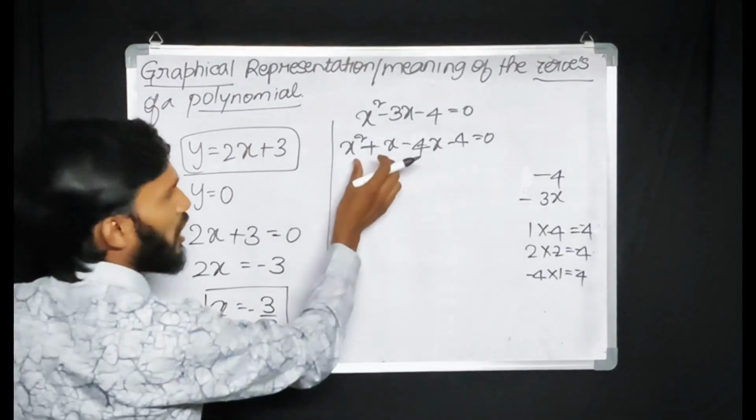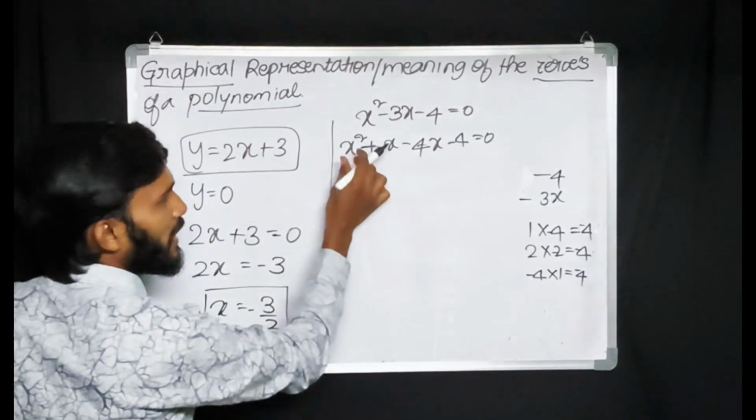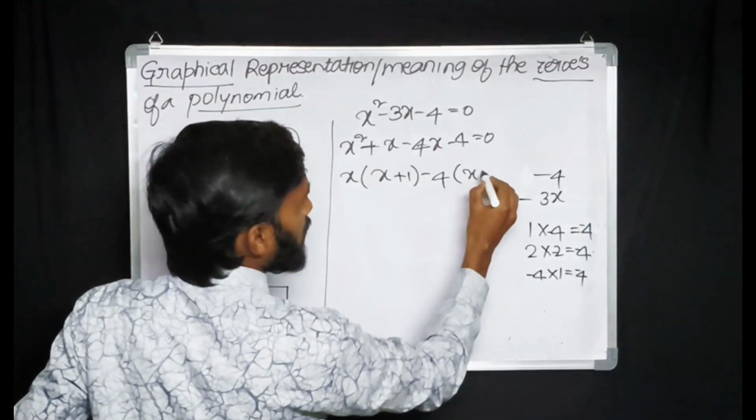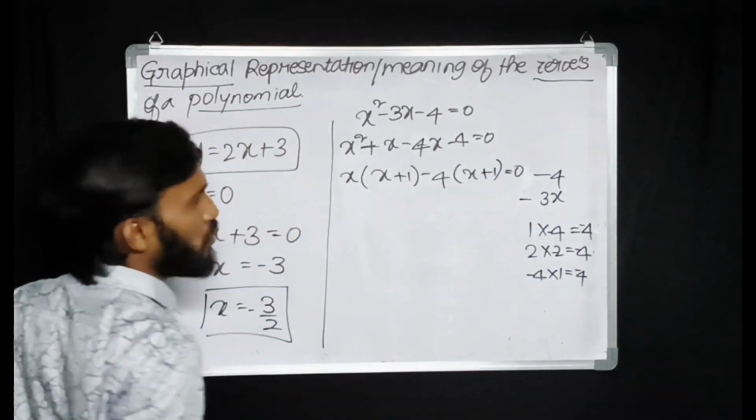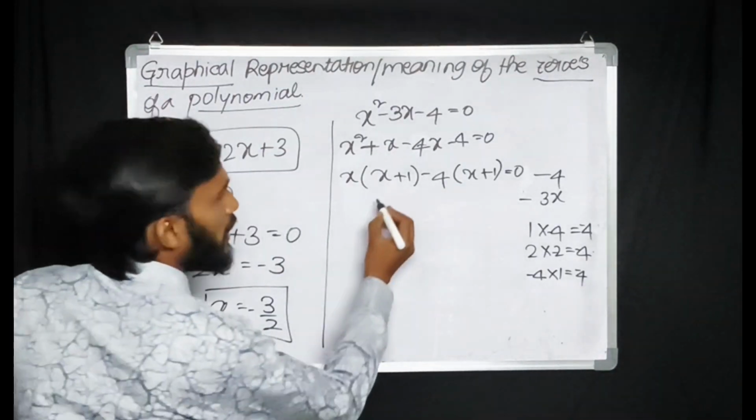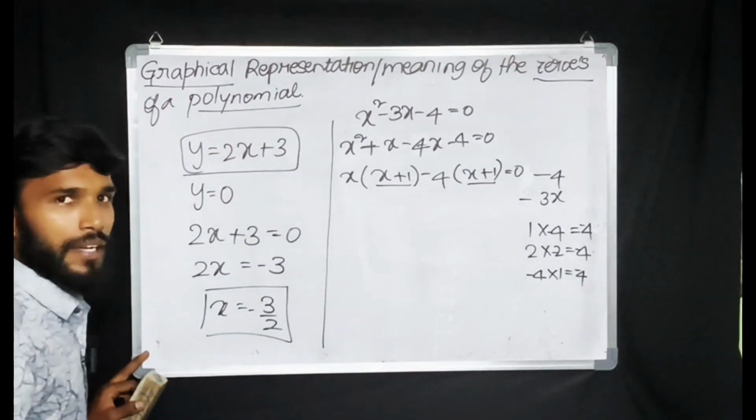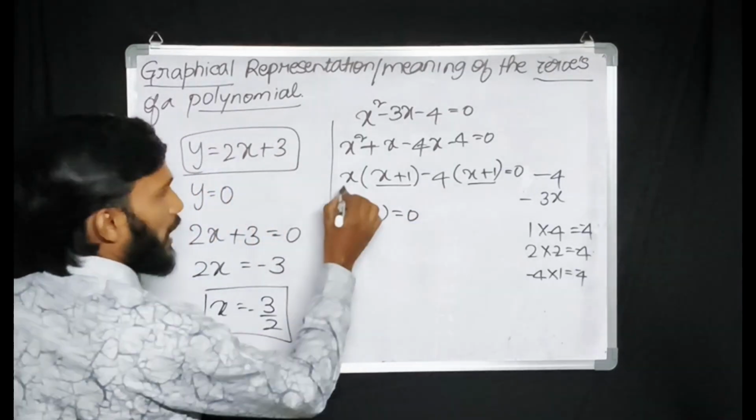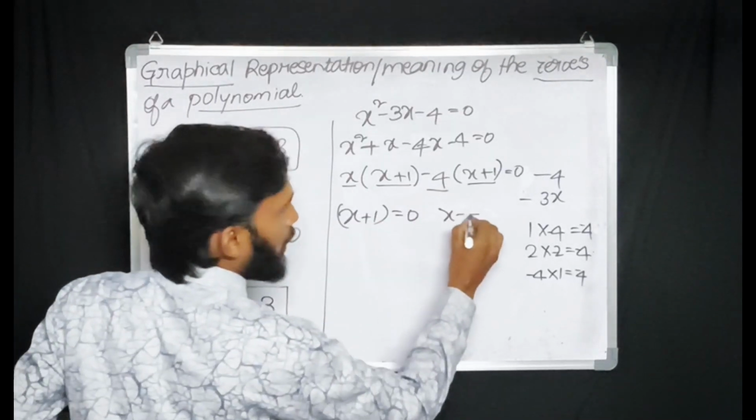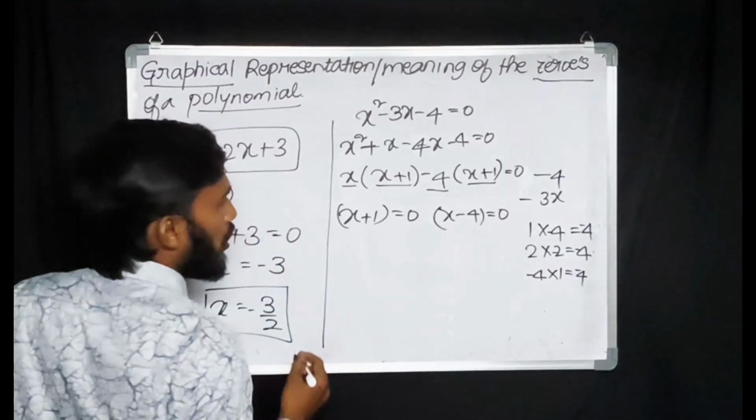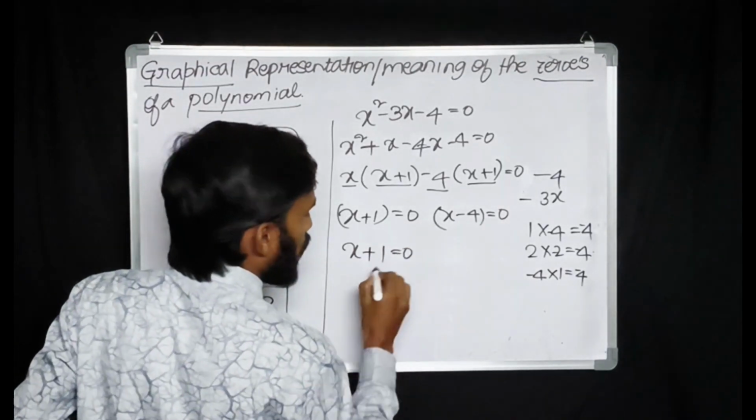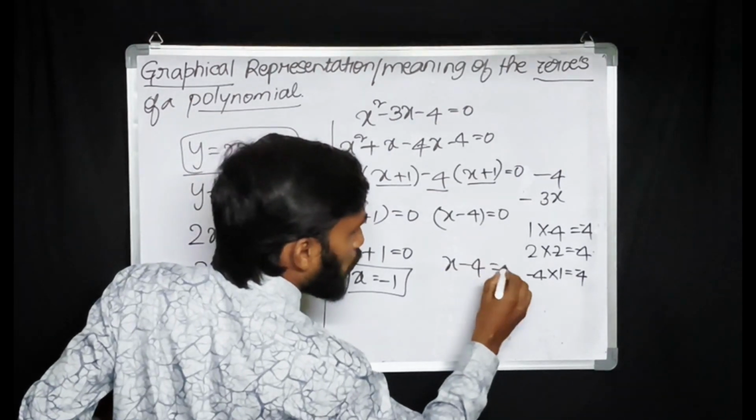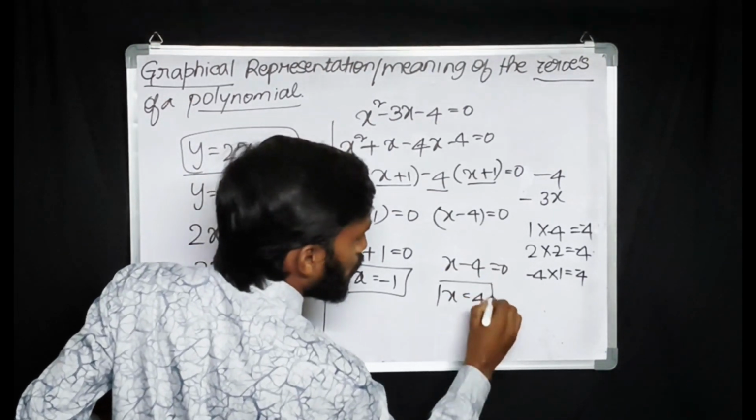If you observe here, what is the common term? x. One x is left here. x(x + 1) - 4(x + 1) = 0. This term is the same, so it is a common factor. So (x + 1) = 0 and (x - 4) = 0. Now x + 1 = 0 gives x = -1, and x - 4 = 0 gives x = 4.